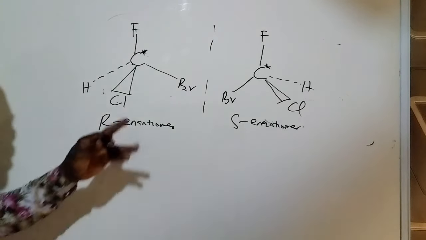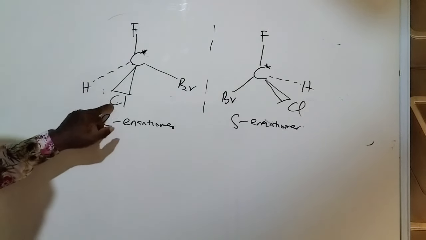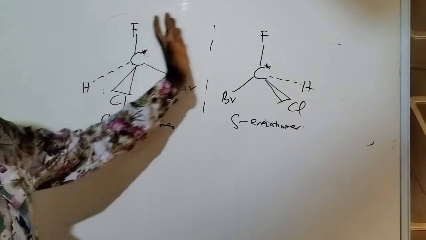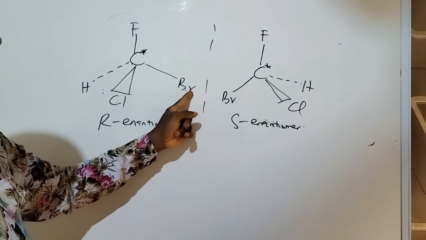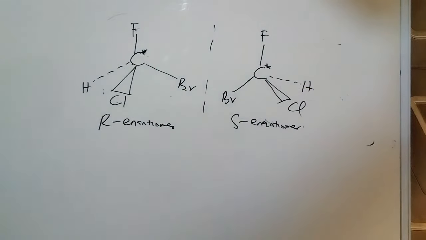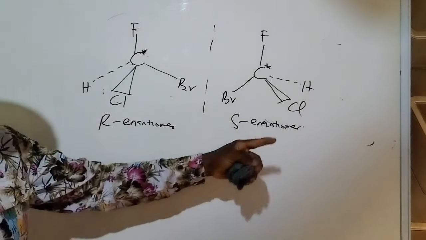So look at them very well. They are enantiomers. They are isomers to each other. They are mirror images, because the hydrogen and chlorine on the left-hand side of the plane have been transformed to the right-hand side, while bromine on the right-hand side has been transformed to the left-hand side. So you see they are isomers to each other. This is called the R enantiomer, and this is called the S enantiomer.